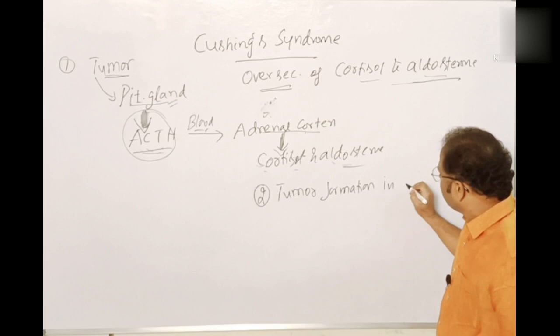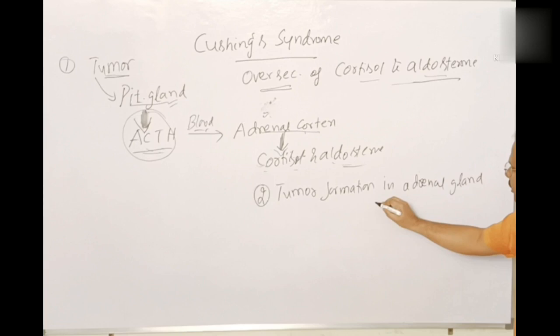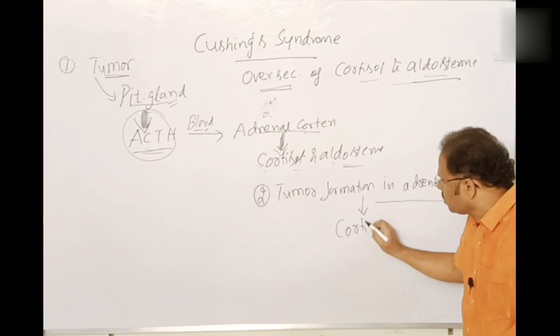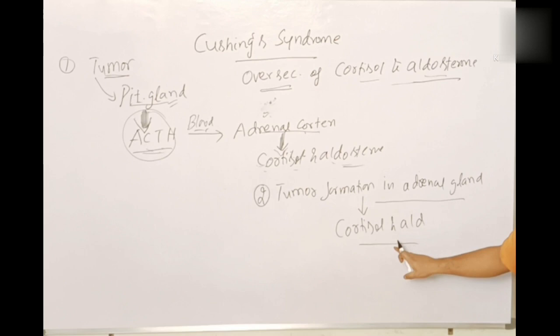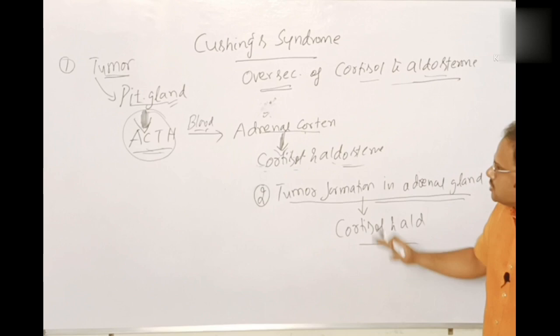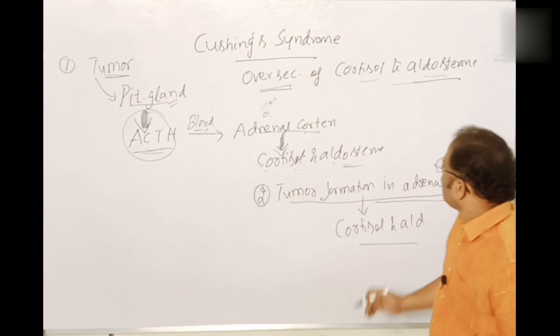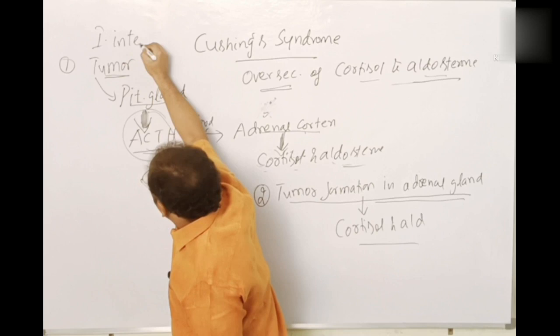The tumor formation in the adrenal gland, so that more release of which one? Cortisol and aldosterone. More release of cortisol and aldosterone because of the tumor formation in the adrenal gland. This is the second reason. These are the natural reasons in the body, the internal causes.